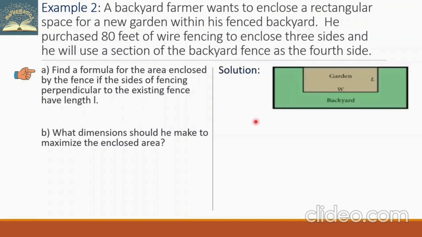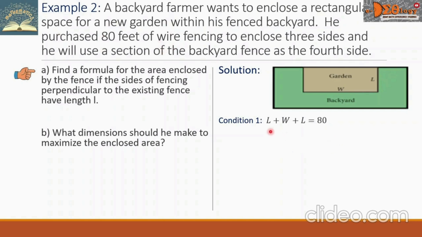First, let us illustrate our problem. So here it is. This is the backyard, and this is the garden as wanted by the farmer. Let this be the side L or length. Another length is here, and this is the side W. For condition 1, it says that length plus W plus length equals 80. This 80 is the length of the wire purchased by the farmer.